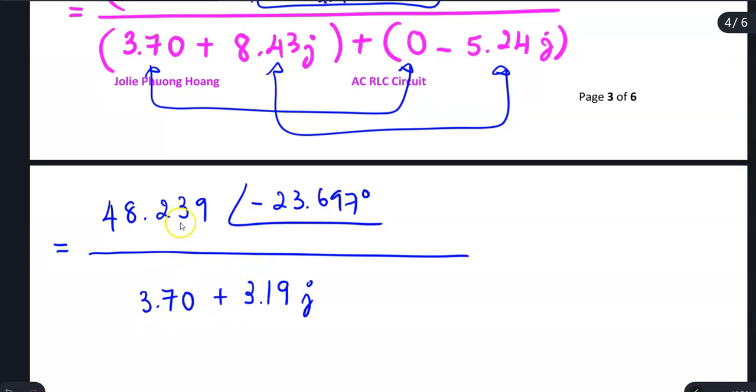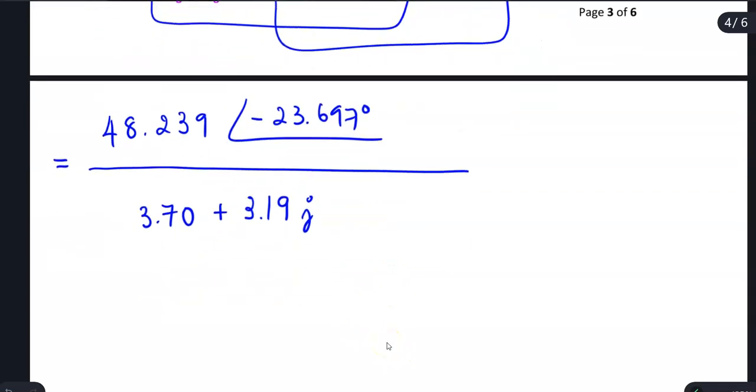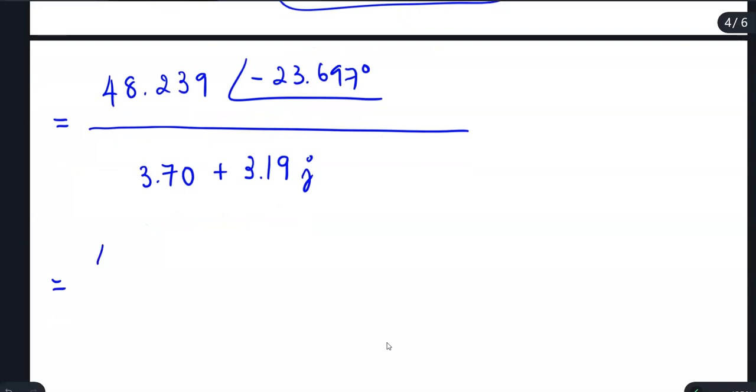Okay, so now take a look at this operation. We have two complex numbers divided into one another. So I'm going to apply the polar method for this. That means I am going to convert the denominator to polar form.